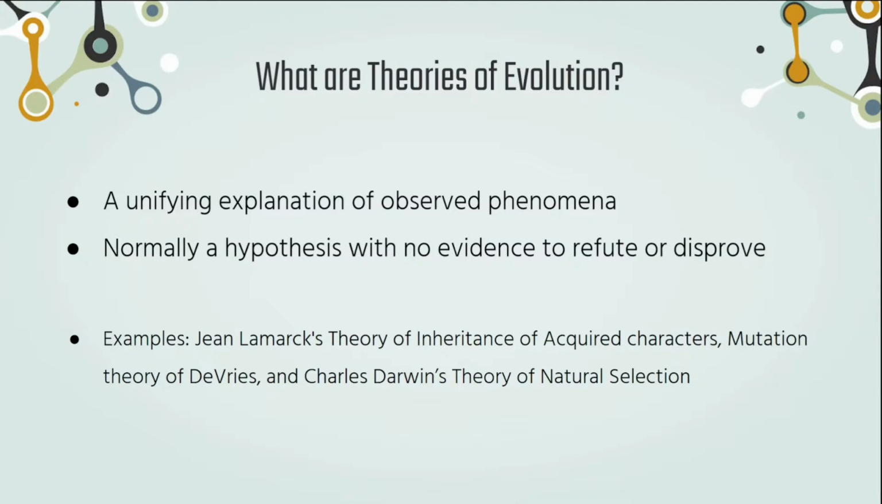First and foremost, what do the theories of evolution mean in general? It is a unifying explanation of observed phenomena, normally a hypothesis with no evidence to refute or disprove. Some well-known examples of theories of evolution are Jean Lamarck's theory of inheritance of acquired characters, mutation theory of de Vries, and Charles Darwin's theory of natural selection.